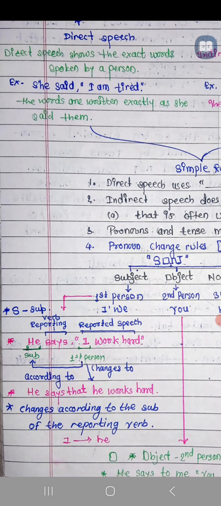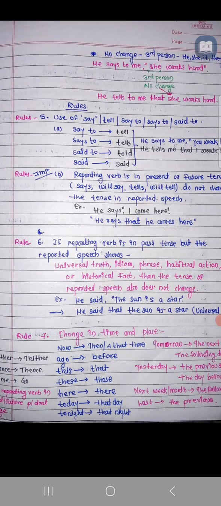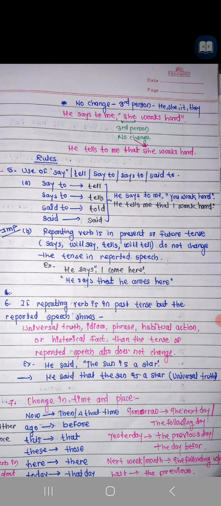Next, no change for third person: he, she, it, they. He says to me, "She works hard." It's an example. Here she is a third person. Whenever a third person is in the direct speech sentence, don't change it in the indirect speech sentence. For example, in indirect speech: he tells me that she works hard. So here no change.